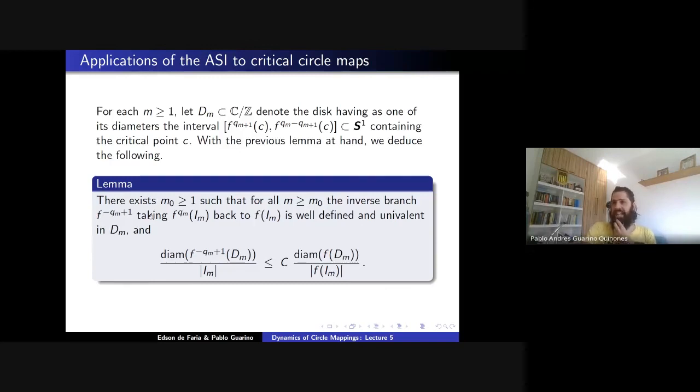So the lemma says that if you take F^{q_m} back to F of I_n, it is univalent, and moreover, you have this geometric control on the ratio between the diameter of these domains and the length of the real intervals. Okay, so this lemma is a straightforward consequence of the previous one. And you see this lemma is controlling, as I was saying, the inverse branch until the critical value. So with these things, you are able to try to prove the complex bounds.